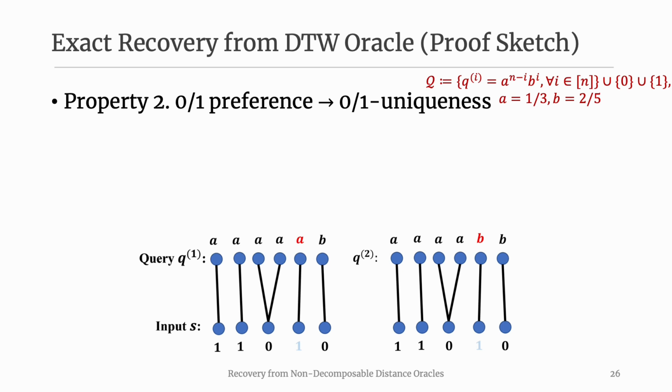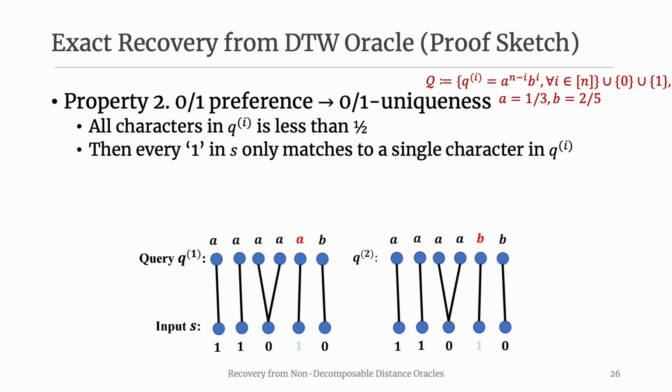That is, as you may have noticed, all characters in our query sequences are less than 1/2. Since matching A or B to zeros in the input sequence has a lower cost than matching to 1, every 1 in input sequence S only matches to a single character in Q_i. This design tells us the structure of the DTW matching. So essentially, these two properties of the query sequences can help us recover from the DTW distance.